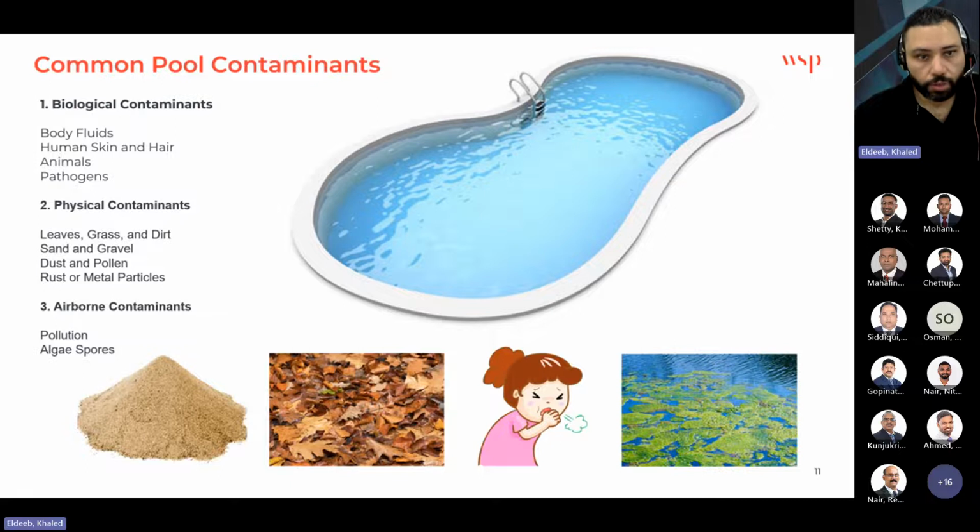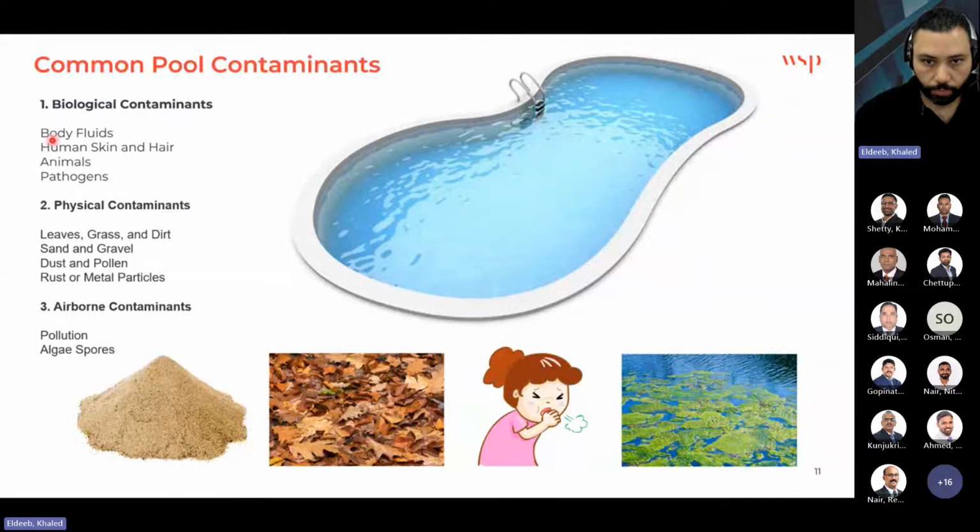So the quality of the water can be impacted by many contaminants, as you can see on the screen. We need to understand them in order to deal with them accordingly as mechanical engineers. So there are different contaminants that might impact the quality of our pool.